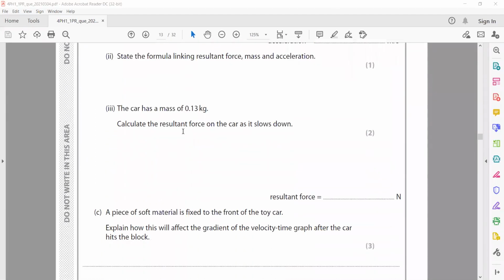State the formula for calculating a resultant force linking mass and acceleration. F equals ma. So mass is 0.13, so 0.13 multiplied by 86 will give us the resultant force, which is 11 Newton.